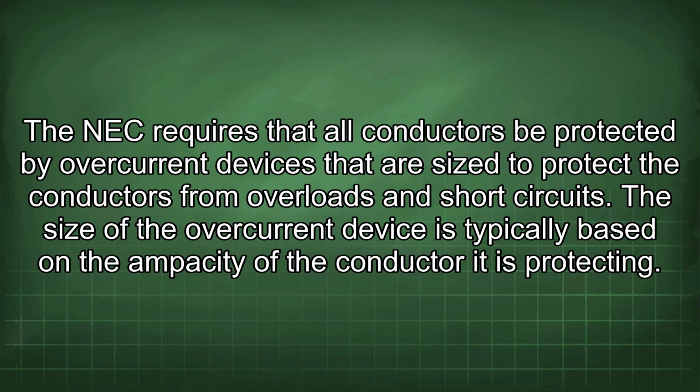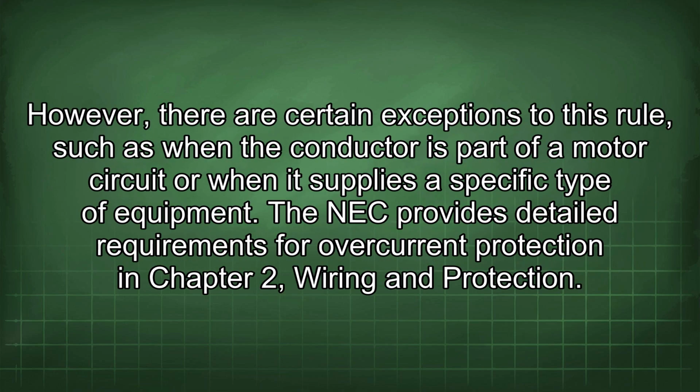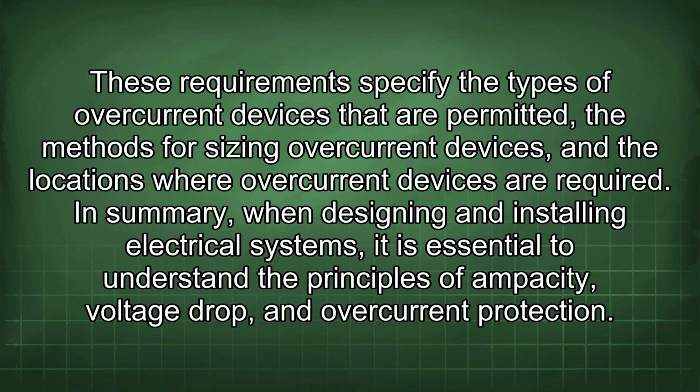The size of the overcurrent device is typically based on the ampacity of the conductor it is protecting. However, there are certain exceptions to this rule, such as when the conductor is part of a motor circuit or when it supplies a specific type of equipment. The NEC provides detailed requirements for overcurrent protection in Chapter 2, Wiring and Protection. These requirements specify the types of overcurrent devices that are permitted, the methods for sizing overcurrent devices, and the locations where overcurrent devices are required.